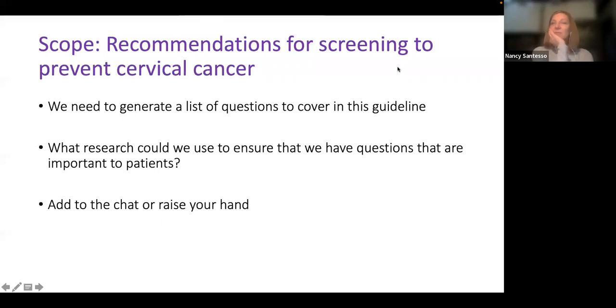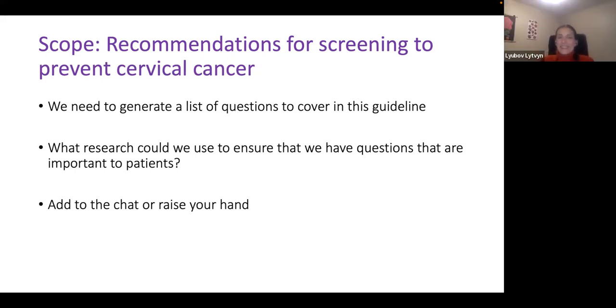So what type of research might we look for to decide what are the important questions? Some ideas. Luba, go ahead, you have your hand up. If people are quiet, I'll just raise my hand.